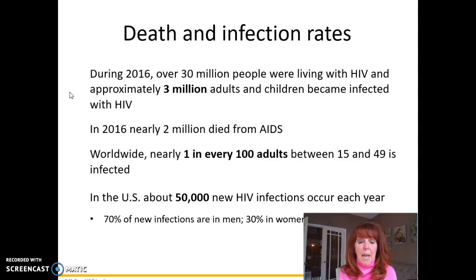But let's not forget, to give you some statistics, in 2016, 3 million adults and children became infected with HIV, and 30 million people were living with it worldwide. But 2 million in that year died of AIDS. In the US, about 50,000 people die each year from HIV infections. So this is definitely a very scary and damaging virus. We'll talk about why it wreaks its havoc.